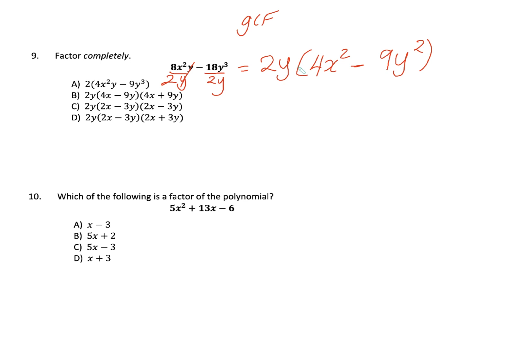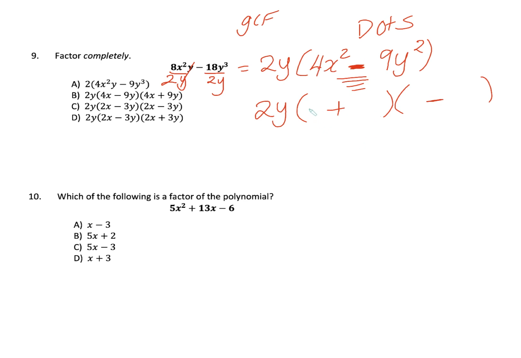Now, once you've done your GCF, check your parentheses. I noticed that 4 is perfect, x squared is perfect, 9 is perfect, y squared is perfect, and you have a subtraction. So whenever you have two terms, each of them perfect, separated by subtraction, this is considered the difference of two squares. So you're going to have 2y, you're going to have two parentheses, one is going to have a positive and one is going to have a negative.